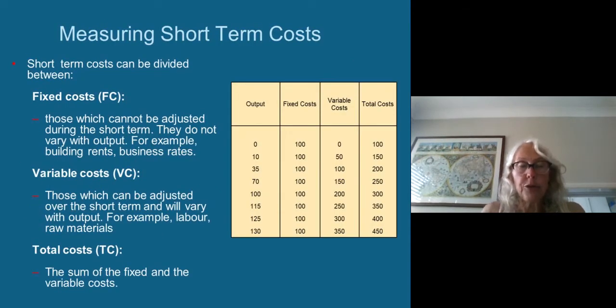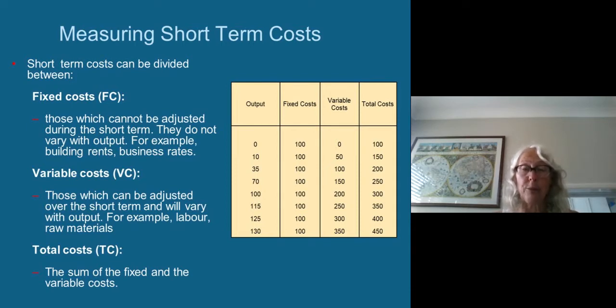One of the things that we're going to focus on a bit more in the next recording is measuring short-term costs. And these can be divided between fixed costs, variable costs, and total costs. If we look at a particular given output, as the output goes up, you can see in the table on the right that fixed costs don't actually change. These might be things like your building rents for your venue. They could be your business rates. But no matter how many tickets you sell, those are not going to change.